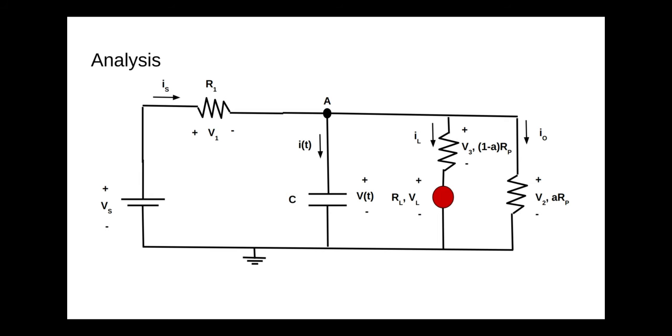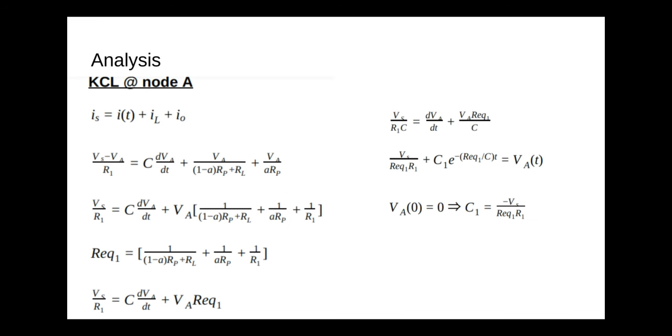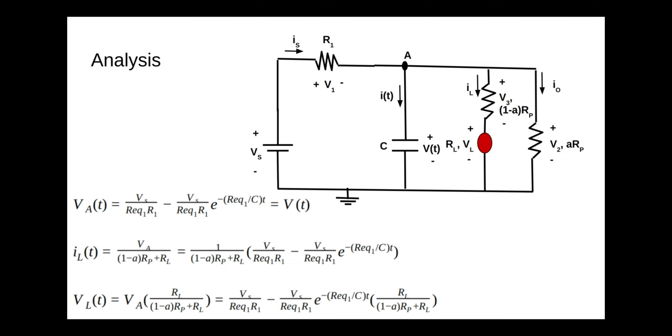For the analysis of my circuit, I used KVL at node A, as seen in this diagram. I found the KCL equation at node A. I then applied NVA to that. I used the variable of REQ1 to simplify these calculations. I then solved the differential equation, and knowing that the voltage at node A at time 0 would be 0, I found C1, which led me to the equation for the voltage at node A at any time when the switch was closed.